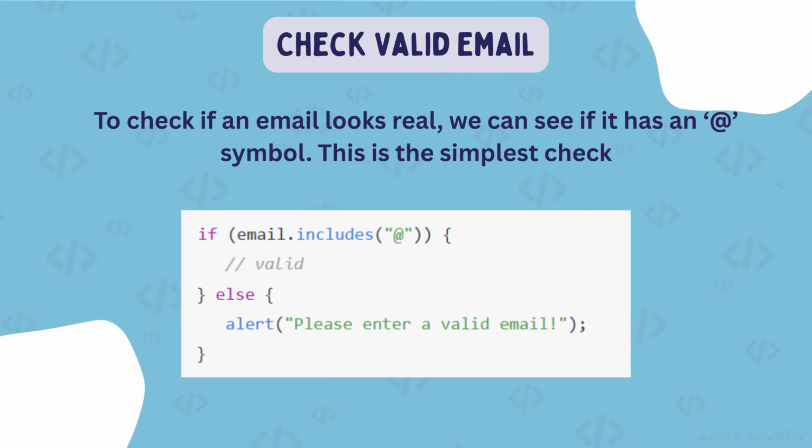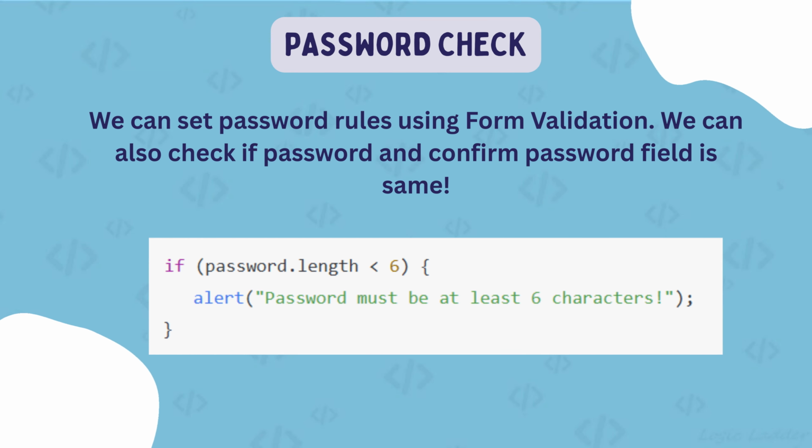Ever wonder, when you create your account on Facebook or Google or any platform, when you are setting a password, it shows some rules, that the password should not be too short. It should have some special characters to make it a stronger password. We can set these rules using JavaScript form validation. We can also check if the password provided is equal to the confirm password field.